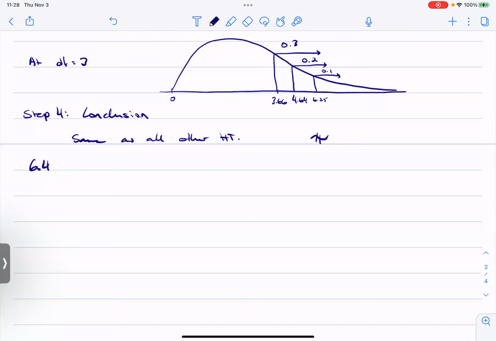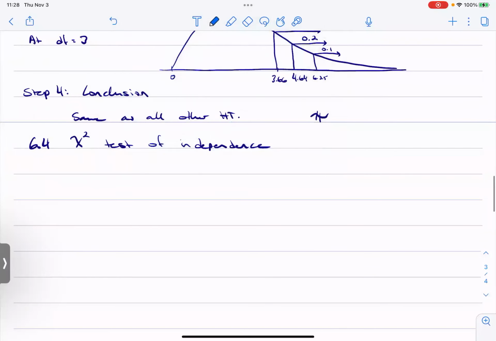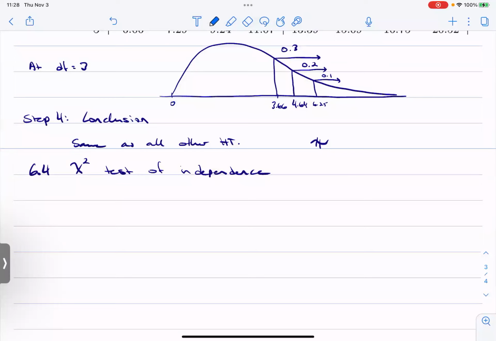6.4 is chi-squared tests of independence. For us, right, because this quiz is coming at us so fast, if you have a one-way table in the question, then it is going to be a goodness of fit test, which is what we just reviewed. If you have a two-way table, it will be a test of independence. Okay, and so that's going to help.